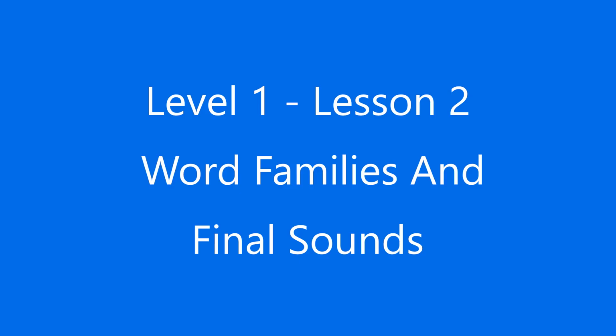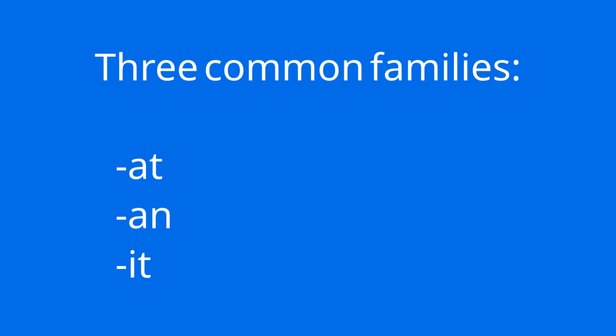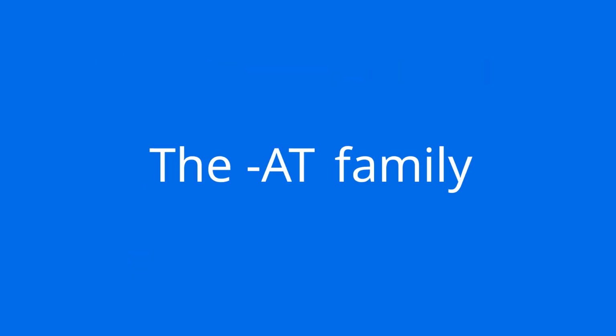Level 1, Lesson 2. In this lesson, we'll learn about word families. A word family is a group of words that share the same ending sound and spelling. They start with different beginning sounds, but the rest of the word stays the same. Word families help you learn to read and spell faster. Let's start with 3 common families: at, an, it. We'll also practice listening for the final sound in each word.